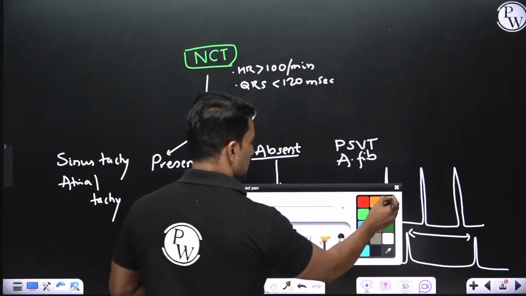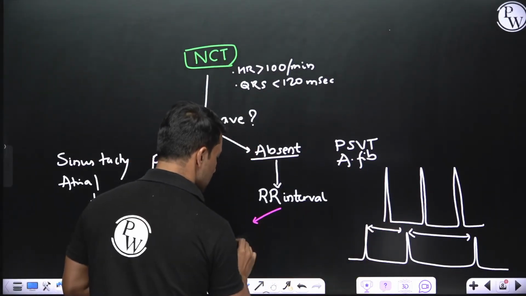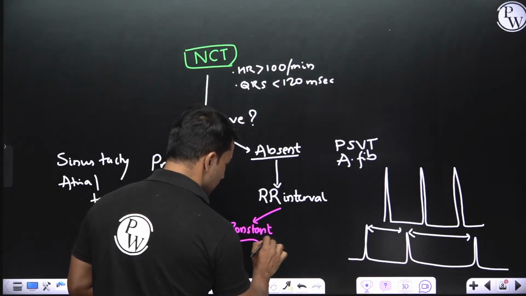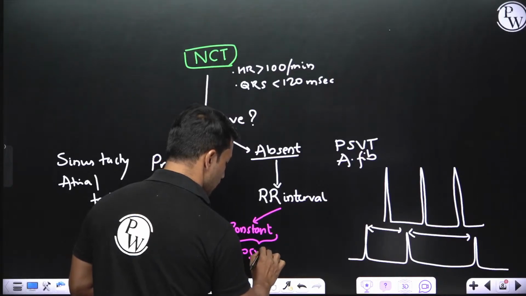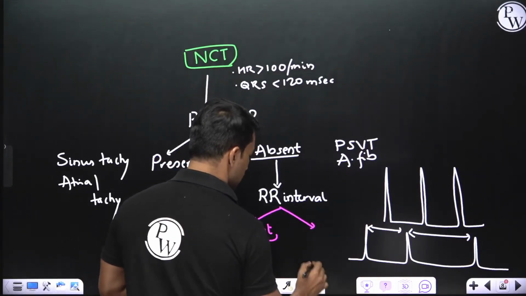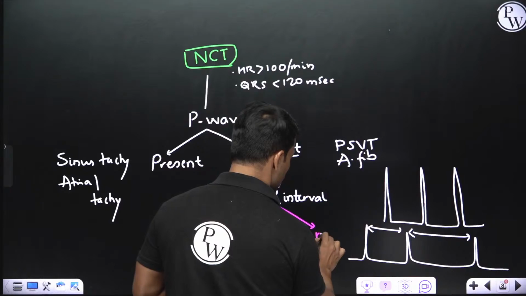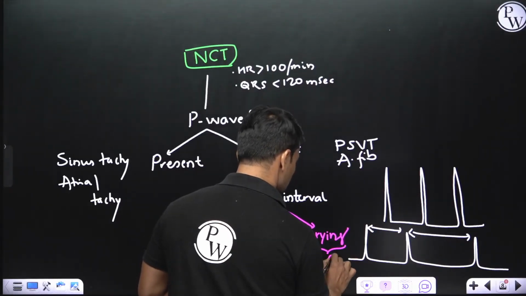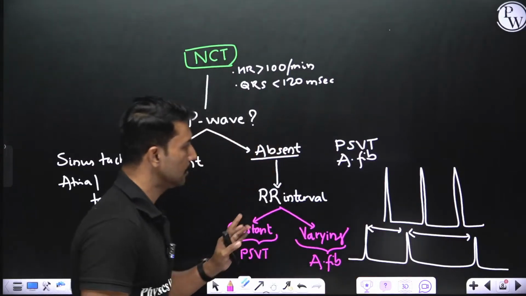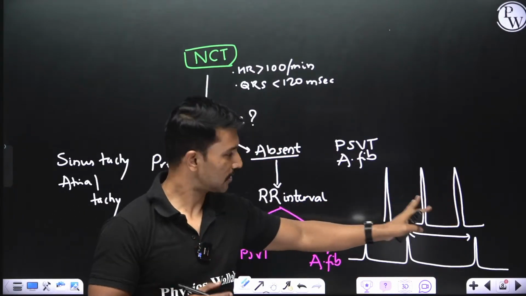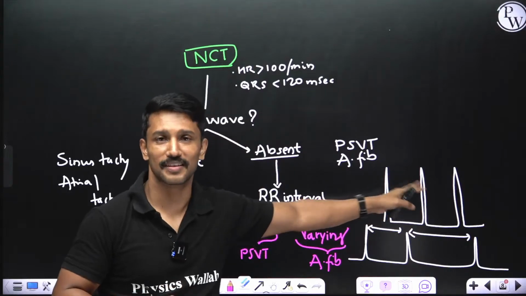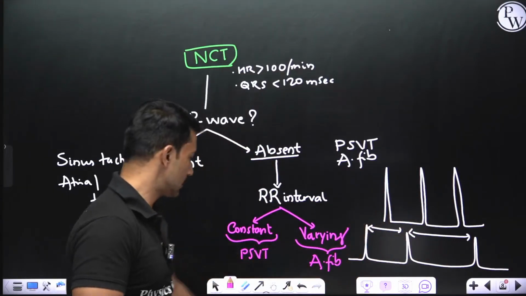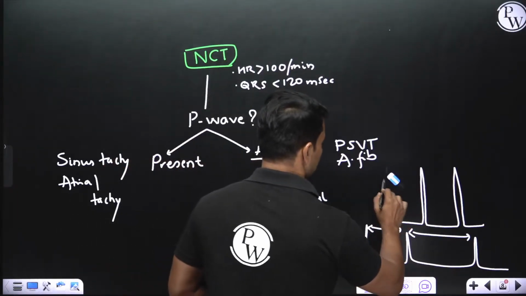Atrial fibrillation. If RR interval is constant, it is not varying from beat to beat, then my diagnosis becomes paroxysmal supraventricular tachycardia. And if RR interval is varying, then my diagnosis becomes atrial fibrillation, right? So if it looks like this, again, don't go by my sketch. It seems kind of varying, but presume that it is constant, then it is PSVT. If there is a clear-cut variation in the RR interval, then it is atrial fibrillation.